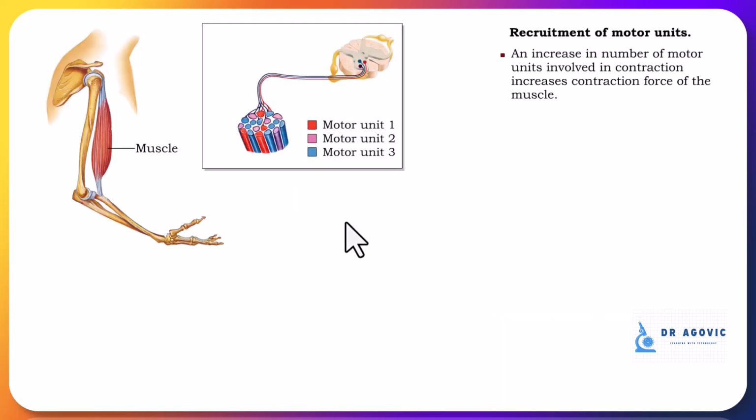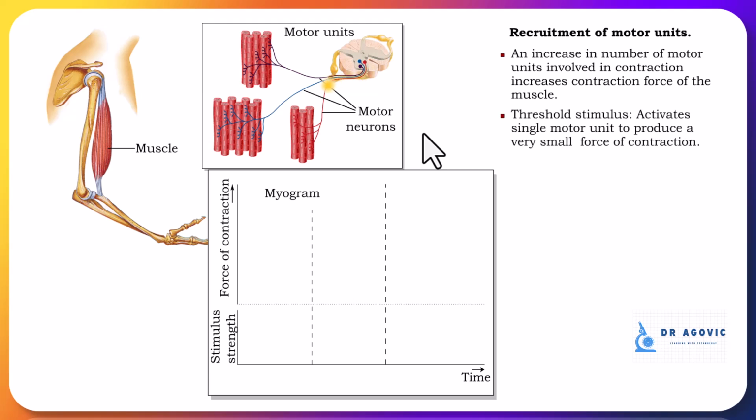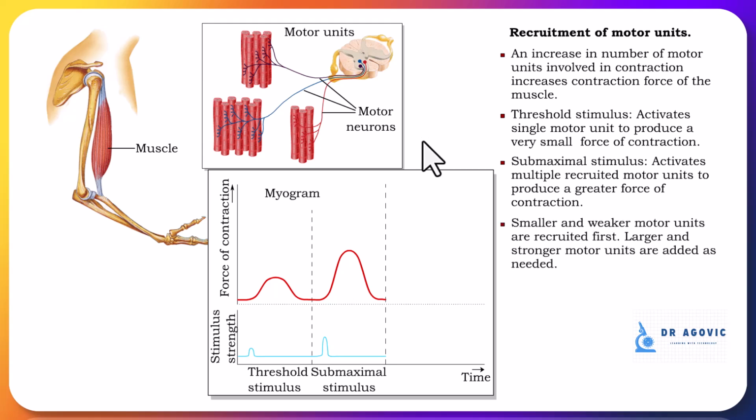Stimulation of fibers in a motor unit generates muscle tension. The more motor units are involved, the greater the force of contraction. A single threshold stimulus will produce a weak muscle contraction from a single motor unit. When a stronger stimulus is applied to the muscle, more motor units are activated simultaneously. These additional motor units are said to be recruited, increasing tension and resulting in a stronger contraction of the whole muscle. Weaker motor units are recruited first.